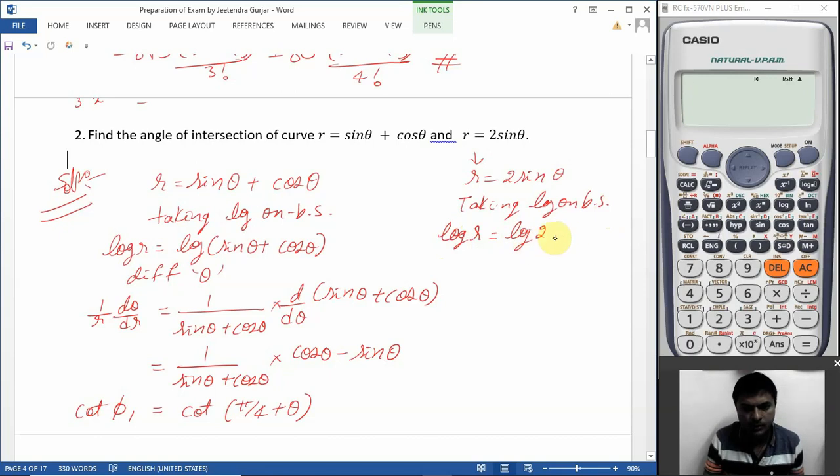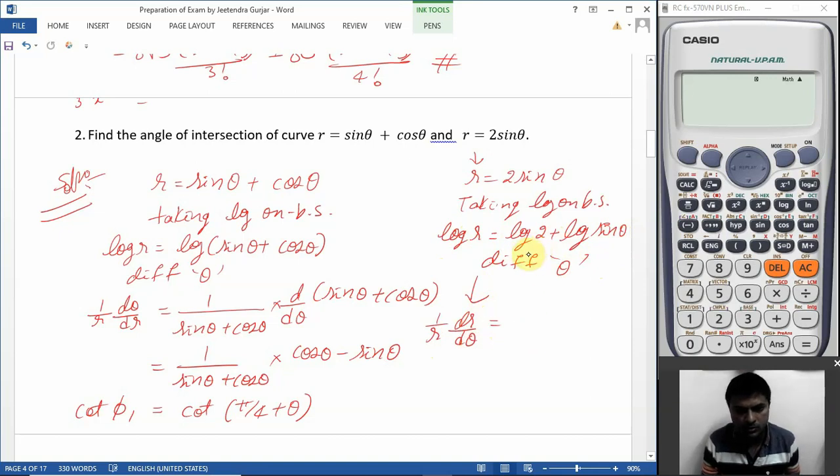So I will use the property of log: log 2 plus log of sin theta. Now differentiate this with respect to theta. You can see I will get 1 upon r dr upon d theta is equal to the differentiation of a constant. Log 2 is a constant value, therefore this is going to become 0, plus log of sin theta. Again, please remember this is 1 divided by sin theta.